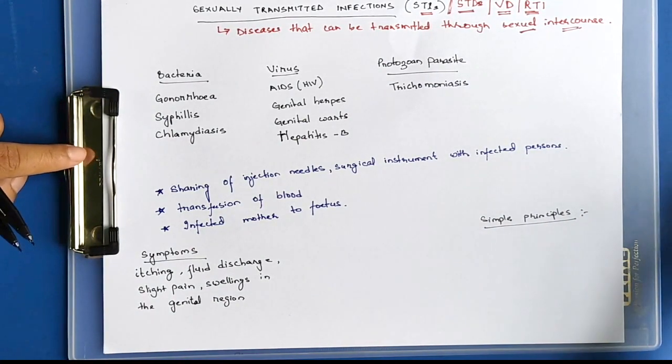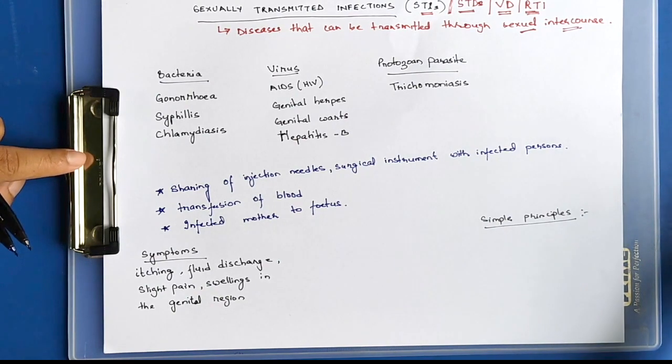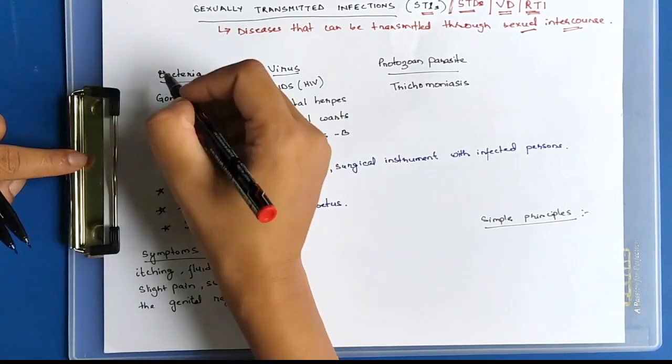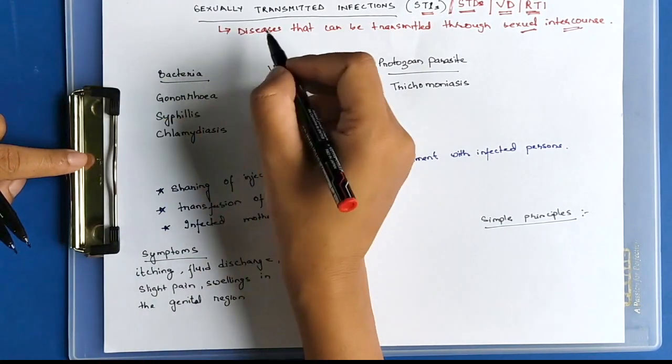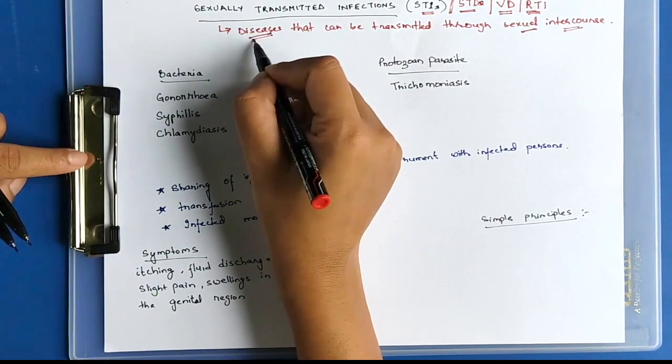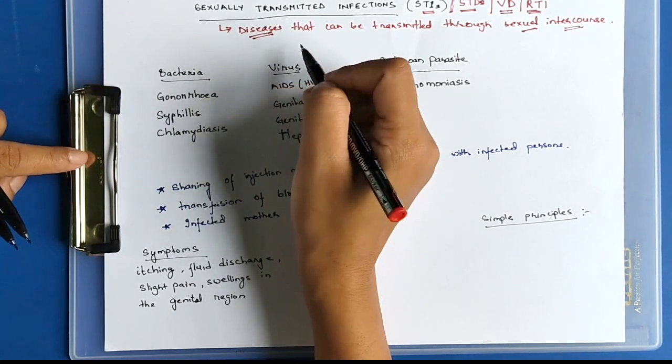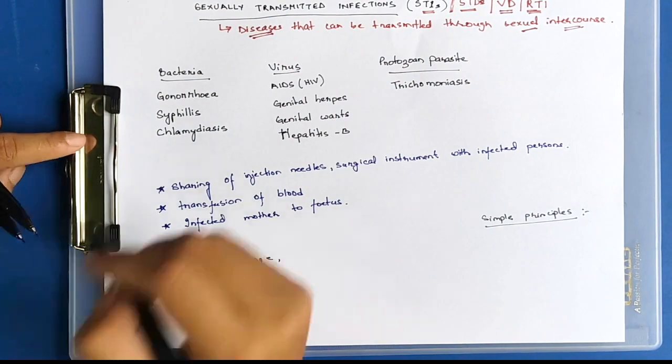STDs examples. A disease can be caused by bacteria, it can be caused by virus, and it can also be caused by parasite.